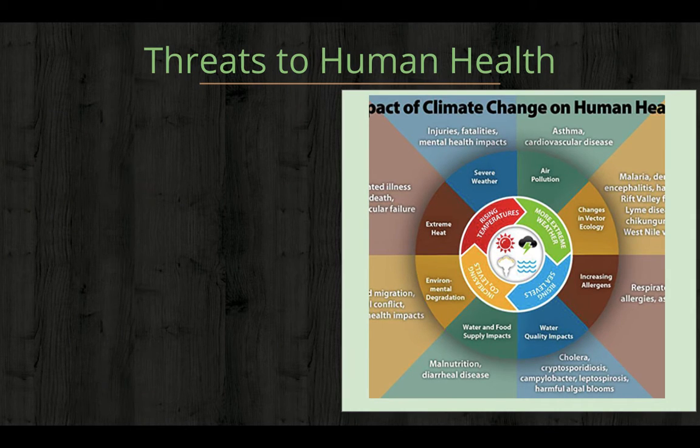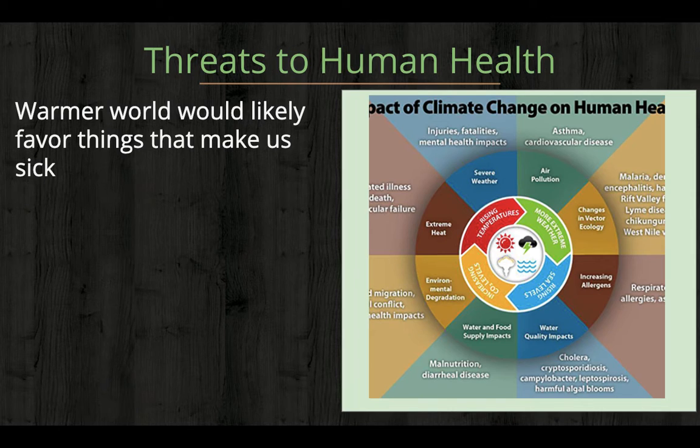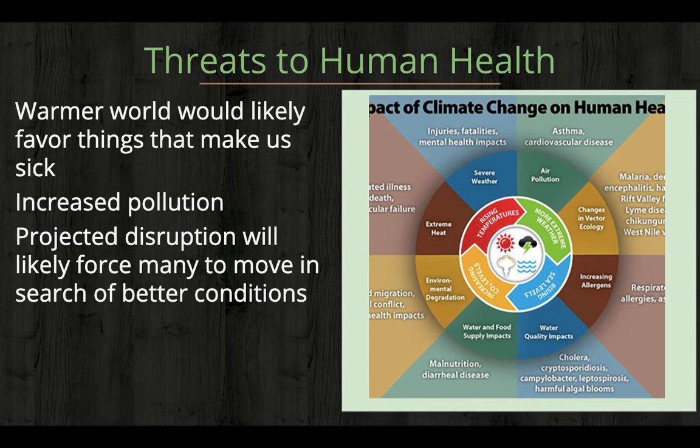And human health, we know that more mosquitoes might expand from the tropics. Tropical diseases might become more common. So, favor things that make us sick, whether that's air pollution, the smog that forms, or water quality, or mold growing, etc. Pollution can go up, and people will need to move around, and that'll just have effects on the geopolitical situation, etc.